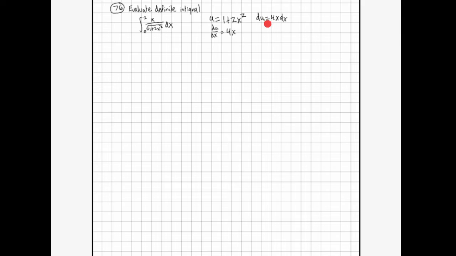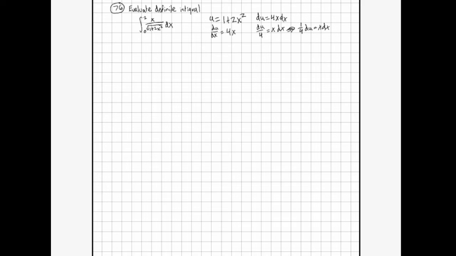Then I divide by 4. So then it's du over 4 equals x dx. This also could equal 1/4 du equals x dx, right?